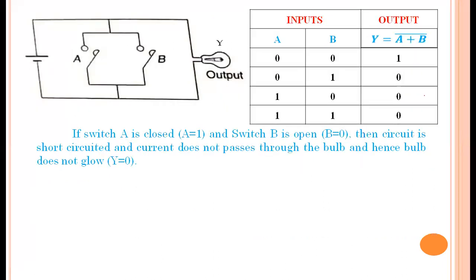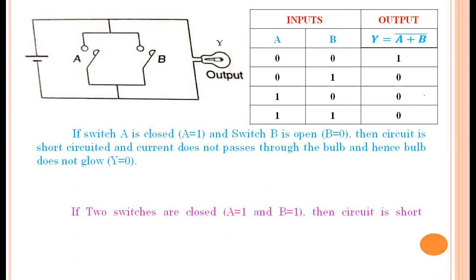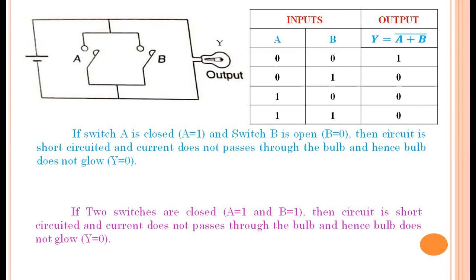And the third case, A is equal to 0 and B is 1. B is 1 means B is closed, and A is 0 means A is open. Then what happens? In such a case, the current will flow through switch B only, because B is closed, giving a zero resistance path. The bulb has resistance, so there is no current, or very little current, through the bulb. So the bulb does not glow, and the output is 0.